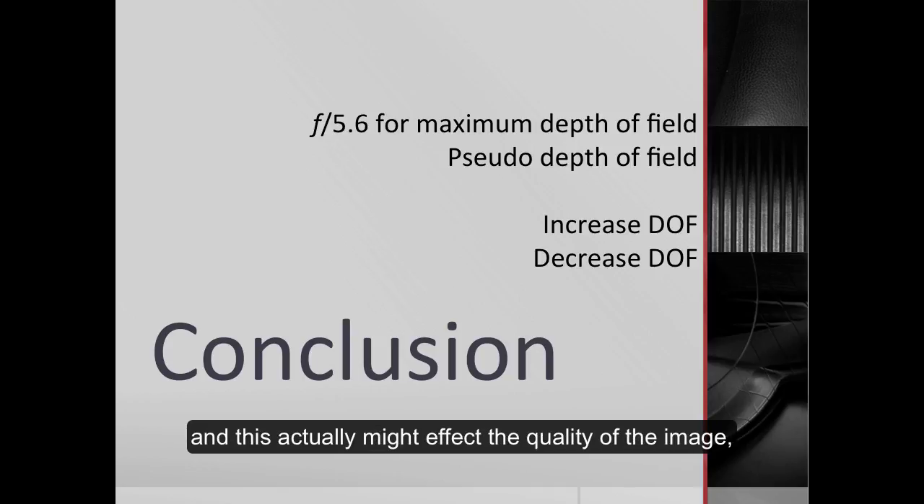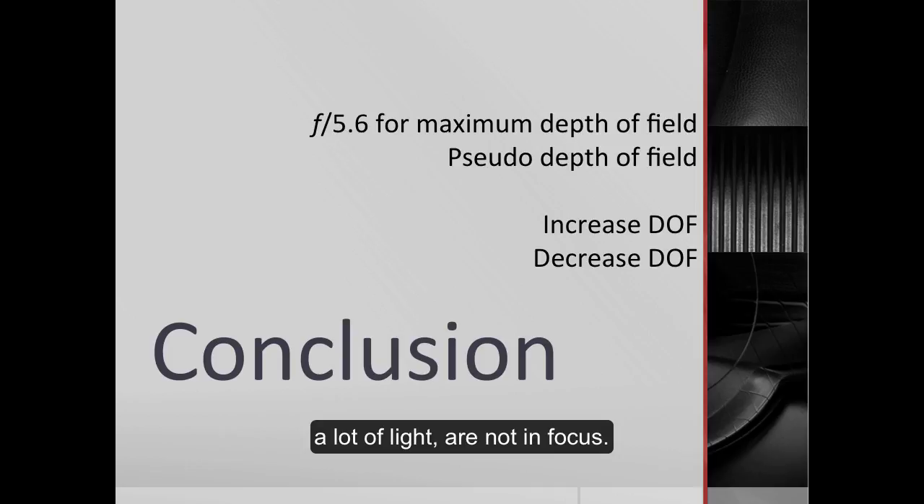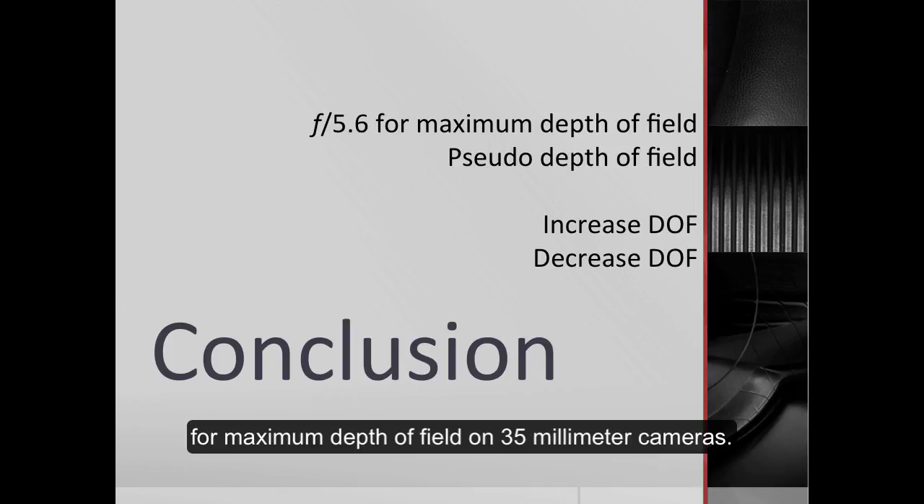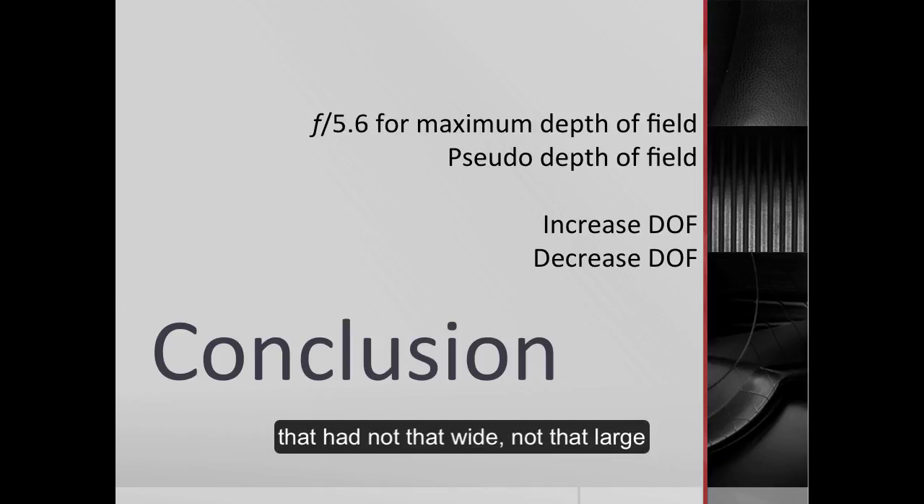And this actually might affect the quality of the image, given the appearance that some objects that have a lot of light are not in focus. So just because we play with aperture doesn't mean it's going to be perfect. We know f6 to f8 are usually the best aperture settings to use for maximum depth of field on 35 millimeter cameras. I showed you some examples of an f6 aperture that had not that large of a depth of field. So it's all about playing with it.